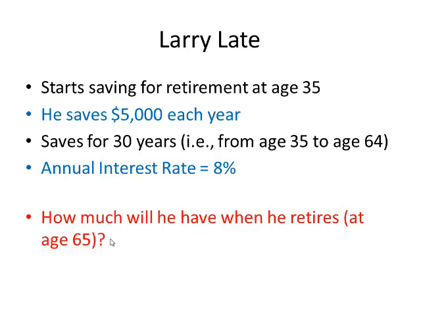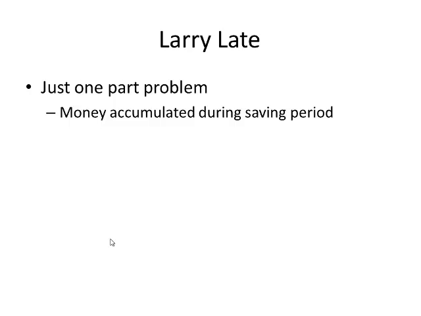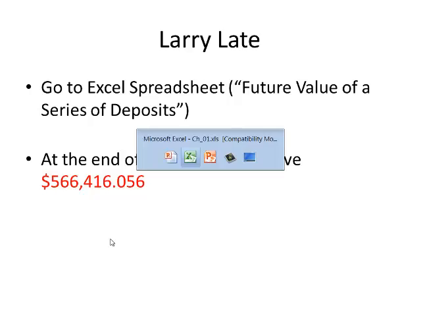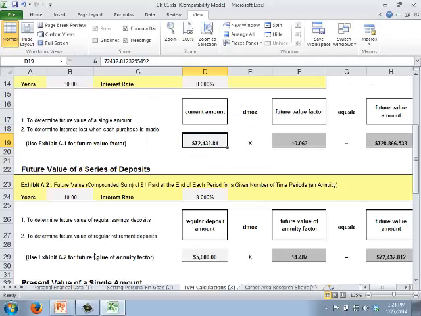And the question we have, just like with Elizabeth Early, is how much will he have when he retires at age 65? And we're going to assume, as we did with her, that the interest rate is 8%. Okay? Larry's problem is a little bit easier. It's just a one-part problem. It's the money accumulated during the savings period. Okay, so we're going to need to go to the Excel spreadsheet and think about what he's doing. He's saving $5,000 each year for 30 years. That's a series of deposits. So we're going to go to the future value of a series of deposits section of the spreadsheet.